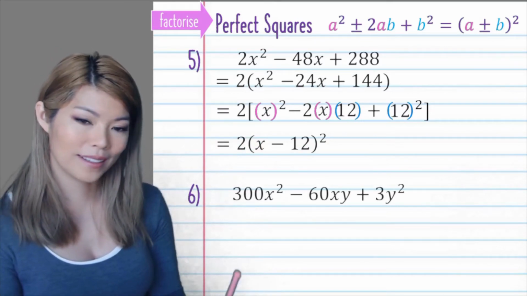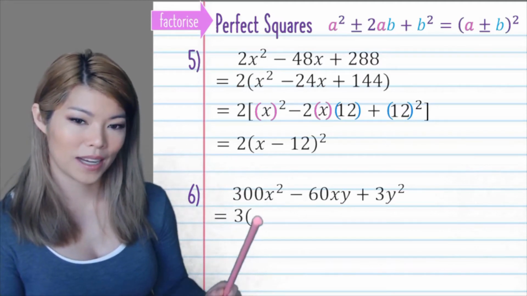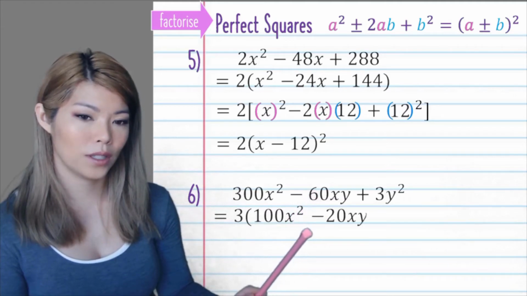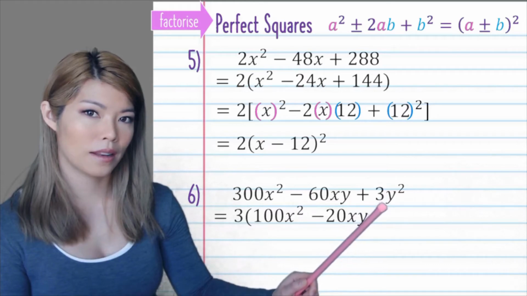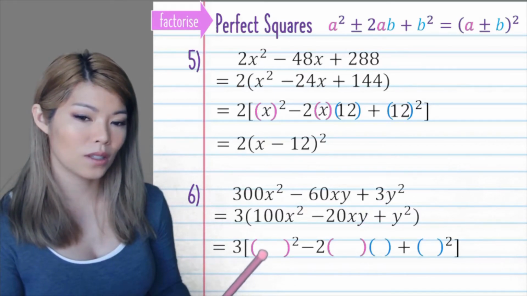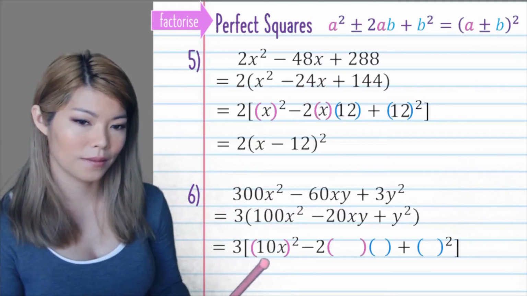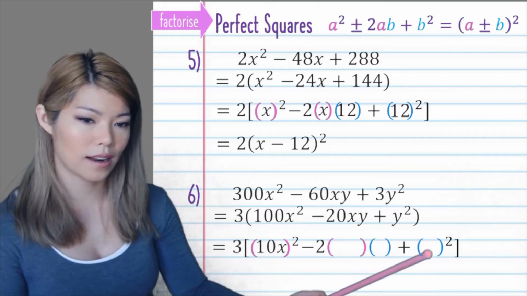One more. This time they're all divisible by 3. So we take the 3 out, we have 100x squared, minus 60 divided by 3 is 20xy, plus, divided that by 3, is y squared. Now we think something squared is 100x squared, that is 10x. And we go something squared gives us y squared, that is y.